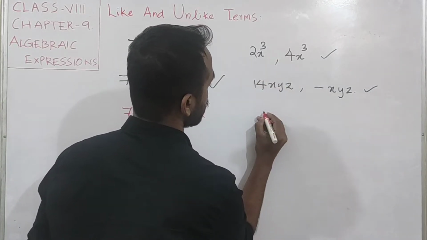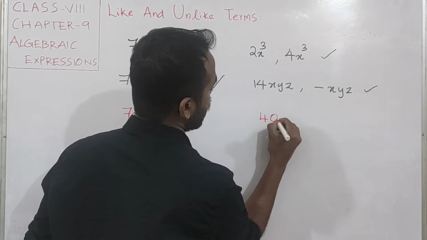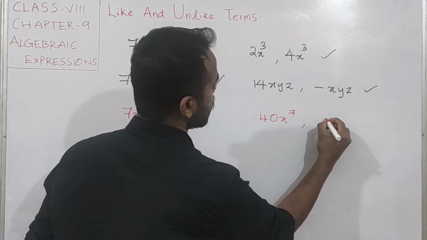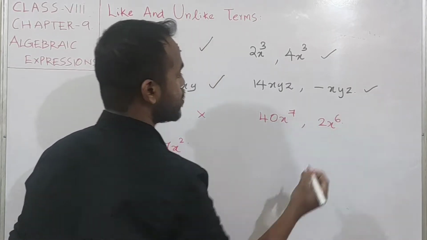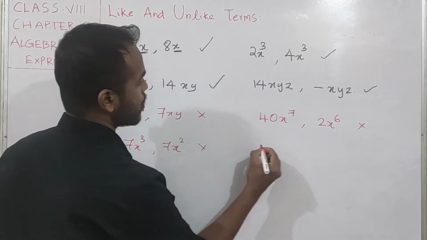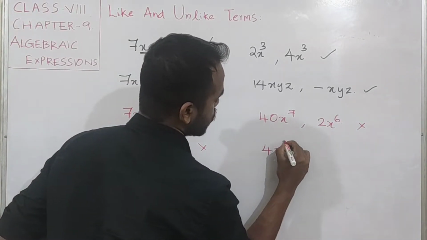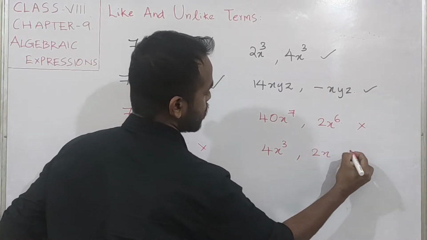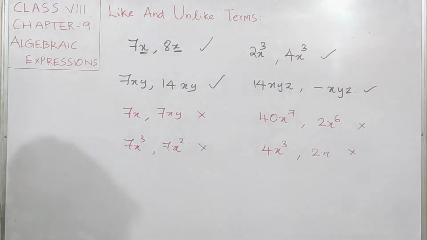Then 40x raised to 7, 2x raised to 6. These are unlike terms. Then 4x cube, 2x. These are also unlike terms. So I hope you understood this one.